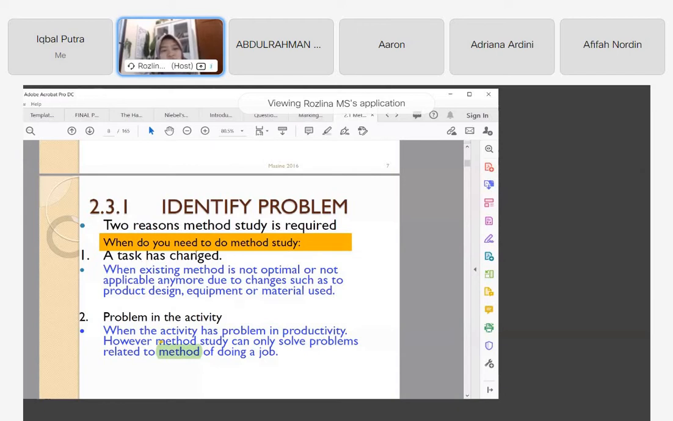Okay, a task has changed. When the task has changed, you need to do the method study. When the estimate is not optimal, not applicable anymore due to changes such as product design, or maybe you purchase new equipment, or maybe there is no need to use the equipment. So there is change in the task, so you can do the method study. Okay, problem in the activity. When the activity has problem in productivity. However, method study can only solve problems related to the method of doing the job. This one I have explained to you.